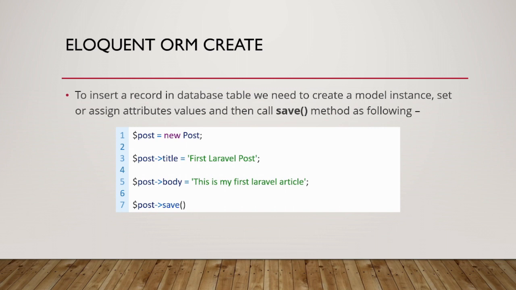So next, Eloquent ORM create. To insert a record in a database table, we need to create a model instance, assign attribute values, and then call the save method as follows. This is the example. In line 7, we call the save method, and that's it.